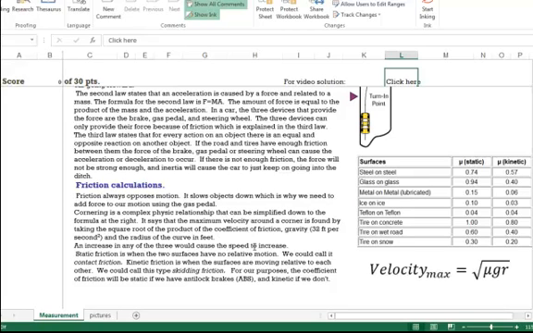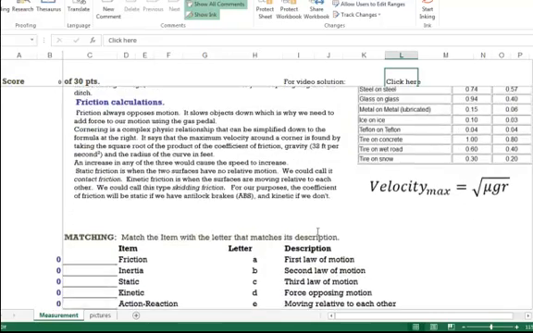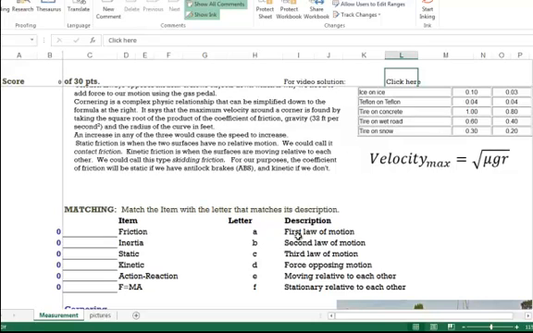Static friction is when two surfaces have no relative motion. We could call it contact friction. Kinetic friction is when the surfaces are moving relative to each other. We could call this skidding friction. For our purposes, though, the coefficient of friction will be static if we have ABS, anti-lock brakes, and kinetic if we don't. So, let's do some matching here.